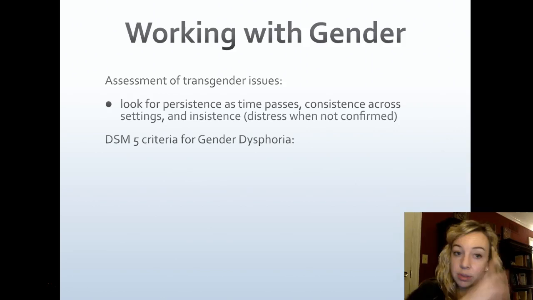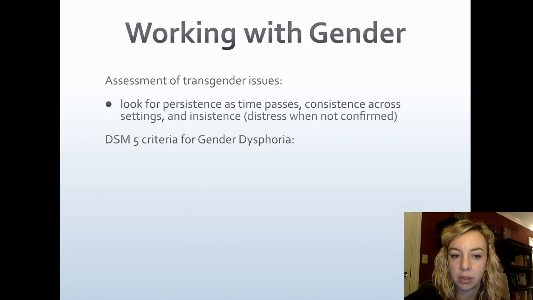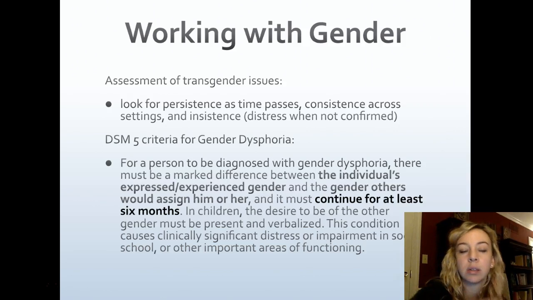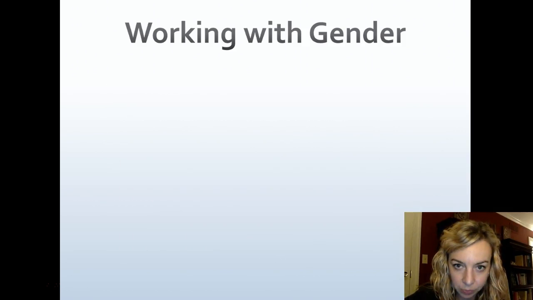Assessment of transgender issues. Okay, so look for persistence as time passes, consistence across settings, and insistence, meaning that they insist there is gender dysphoria, and it's distressing when it's not confirmed, like when a parent or a teacher doesn't go along with them. I'll just lay out here the DSM criteria for gender dysphoria, which is that there has to be a marked difference between the individual's expressed gender and the gender that others would assign to him or her, and that has to continue for 6 months, okay? And has to cause distress, which it would.